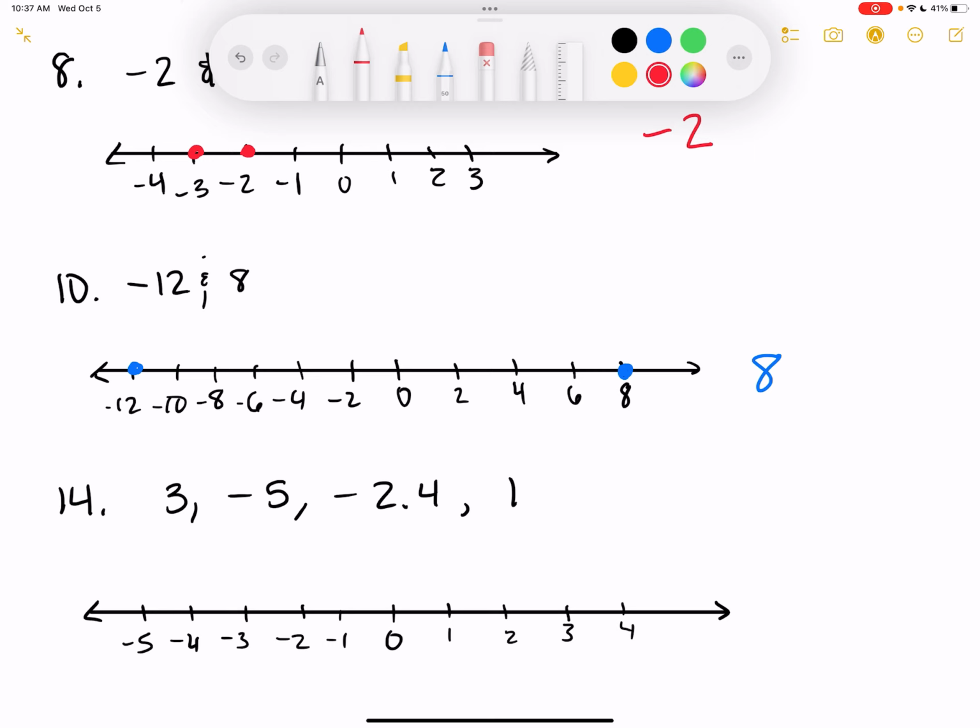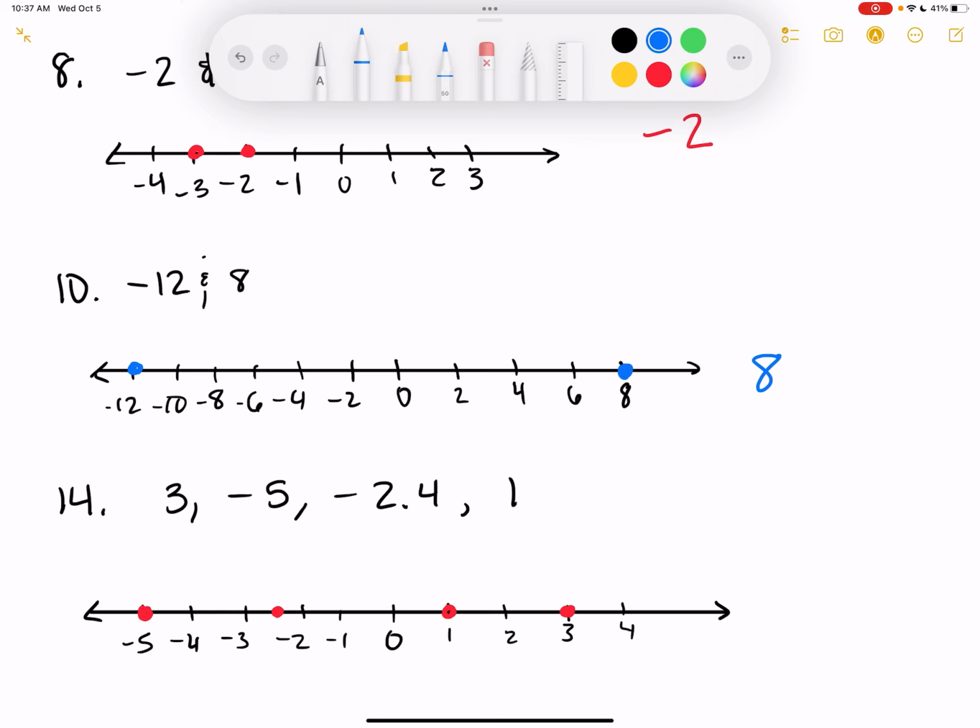So then you're just going to put the points on there. So we have 3, so that one's just going on the 3. -5, going over to -5. Now the negative 2.4, okay, where would that one fall? In the middle of negative 3 and negative 2. Yep. So it's going to be about in the middle here of the negative 3 and negative 2. And then the last one is 1.